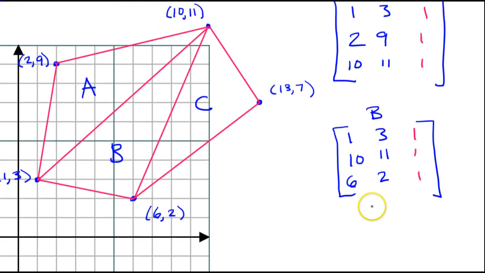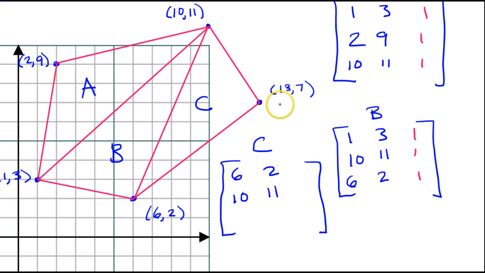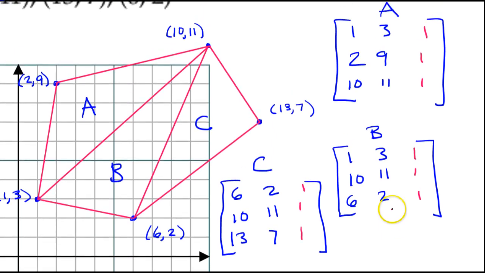Okay, now let's move on to the final matrix representing the final triangle. So this will be matrix C representing triangle C. Okay, so the vertices are 6, 2, 10, 11, and 13, 7. And one more time, the final column will be 1, 1, 1. So I need to find the determinant of each one of these matrices.